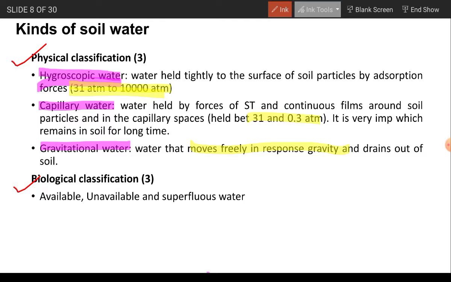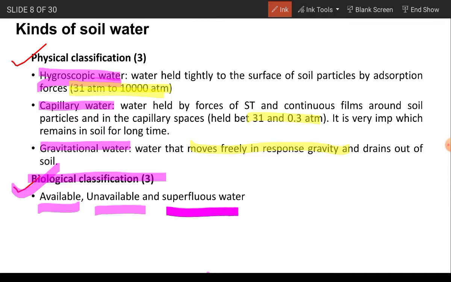The next one is the biological classification, which is also three: available water, unavailable water, and superfluous water. Available water is available to plant, and unavailable water is that which the plant can't extract or utilize for its daily metabolic purpose, or for photosynthesis, I suppose. Superfluous water also is not available to plant.